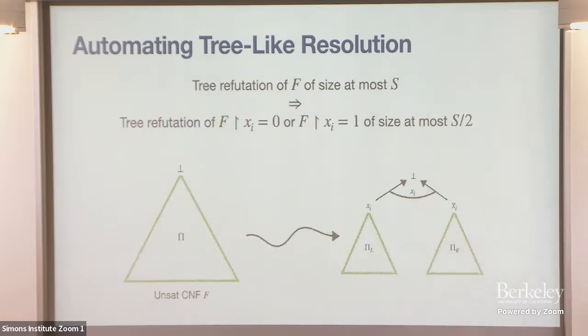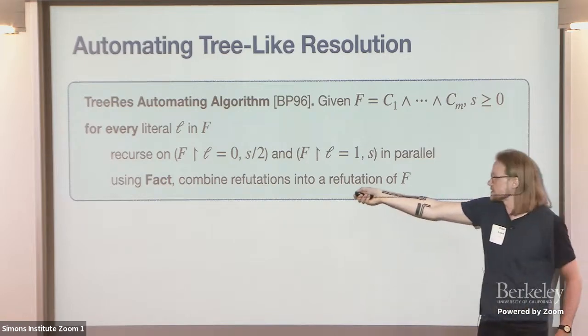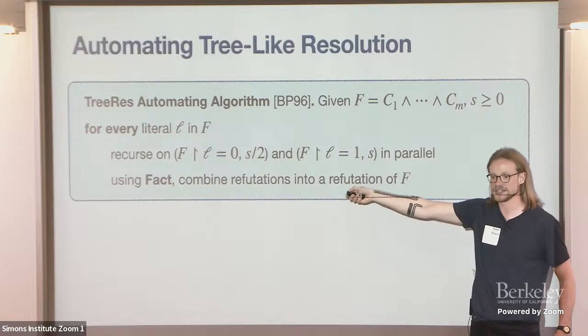So this means, okay, if I have a tree refutation of size at most s, I will get a tree refutation of one of these two subproblems of size at most s. So now I have my recursion all set up. What am I going to do? For every literal in the formula, I'm just going to set that literal to false and to true. And I'll recurse on these two subproblems, and I'll do them in parallel. I know that on one of the sides, the size of it is going to drop by at least half, right?